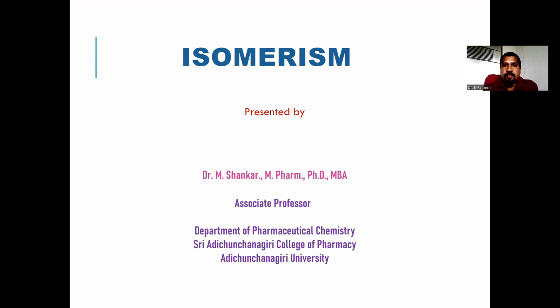So today we are going to discuss isomerism: definition, classification, and a brief note about classification. First, the definition: isomerism is defined as organic compounds having the same molecular formula that differ in structure. It means they differ in physical and chemical properties.